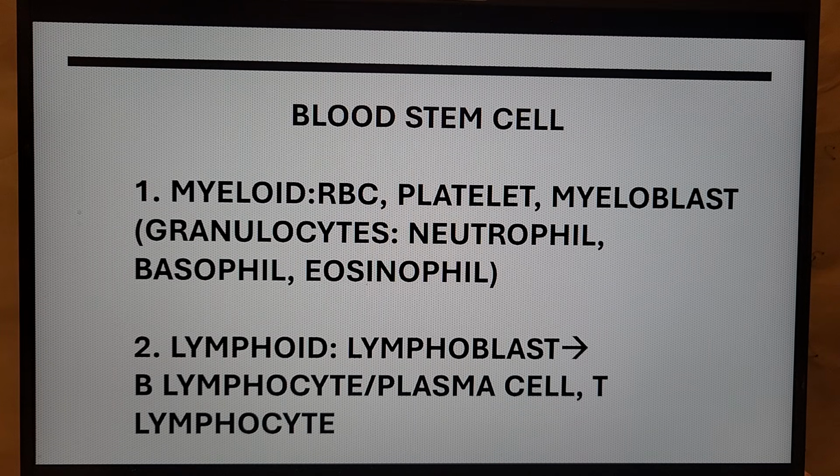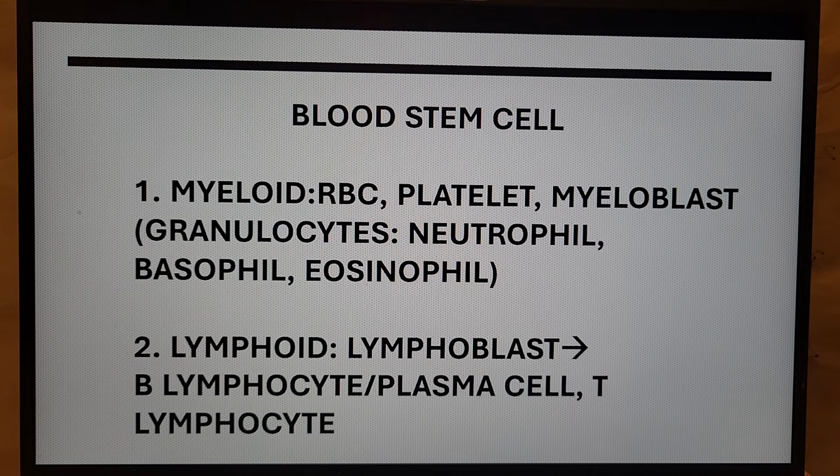B lymphocyte, or plasma cell, is the one that produces antibody in the blood, and this is for your humoral or systemic immunity. T lymphocyte matures in the thymus, that's why we call it T lymphocyte, and this is the one responsible for cellular or localized immunity and also rejects organ donation. This is because of the T lymphocyte, right?